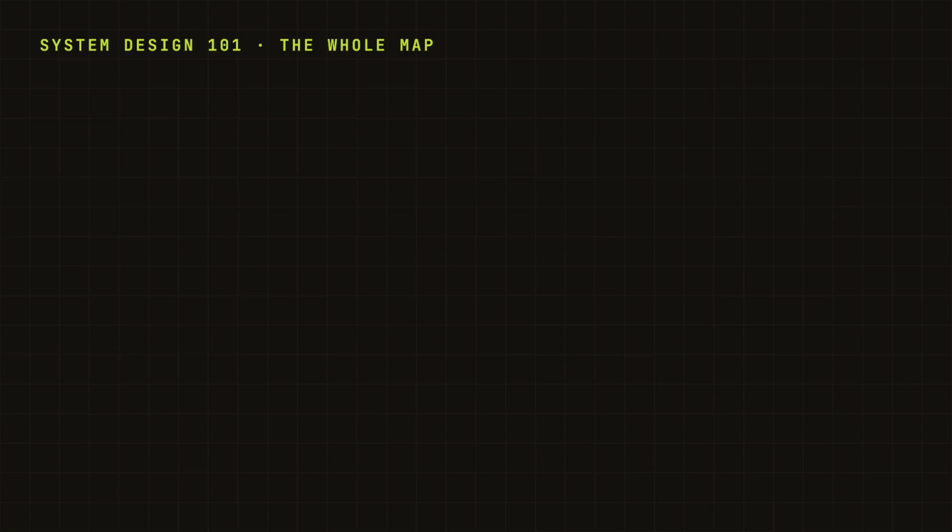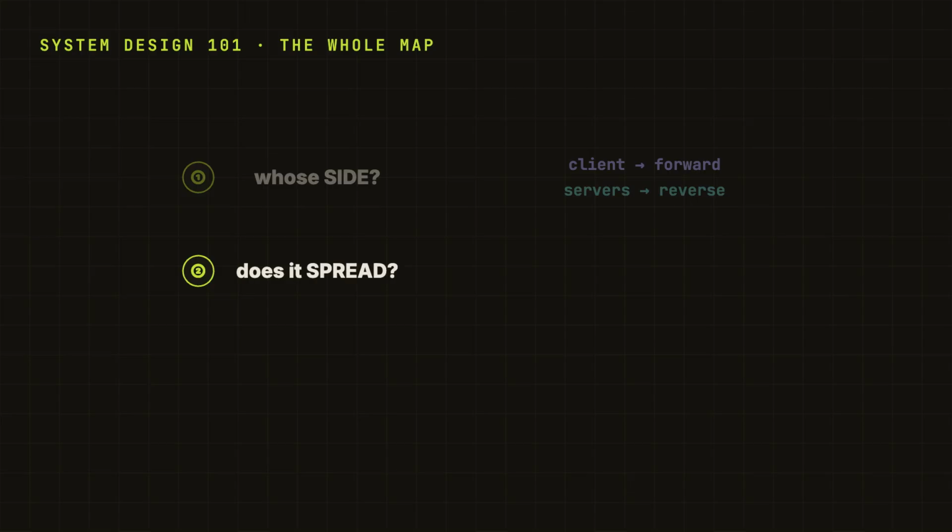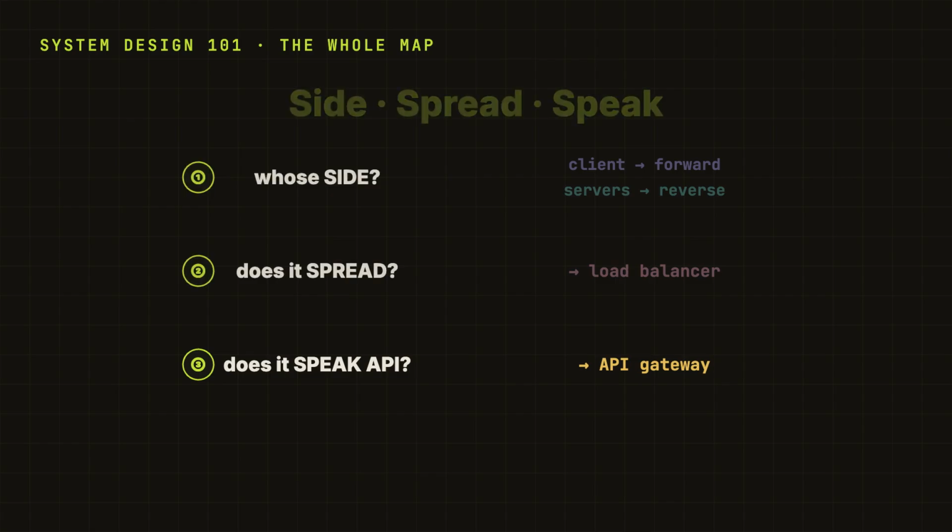So, you never have to memorize those four again. You just ask three tiny questions. One: whose side is the box on? In front of you, the client, that is a forward proxy. In front of the servers, a reverse proxy. Two: does that reverse proxy spread traffic across many identical servers? Then we call it a load balancer. Three: does it speak API, auth, rate limits, routing, combining answers? Then we call it an API gateway. Side, spread, speak. That is the whole map.